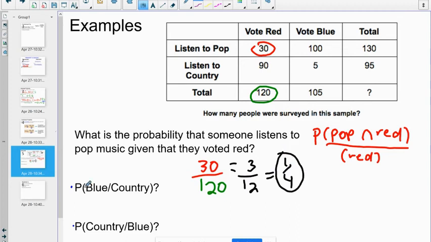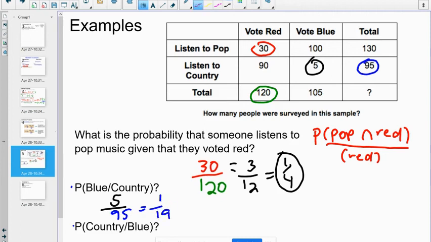Now, probability of blue given country, that's what the second one means. So again, I'm going to write it out. Blue and country, where they meet up, we have 5, that's our numerator, over country, because that's what's in the second spot there. Country is 95, so over 95, and that reduces to 1 over 19 if you divide both by 5.